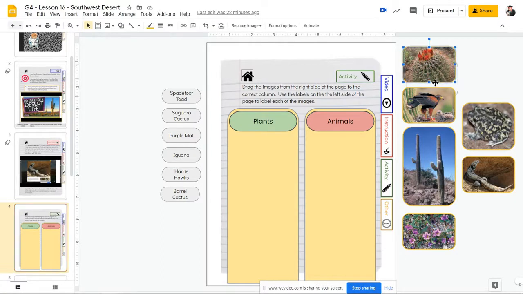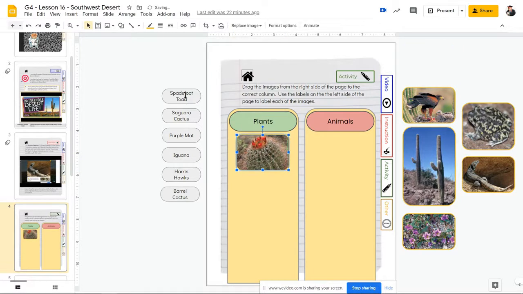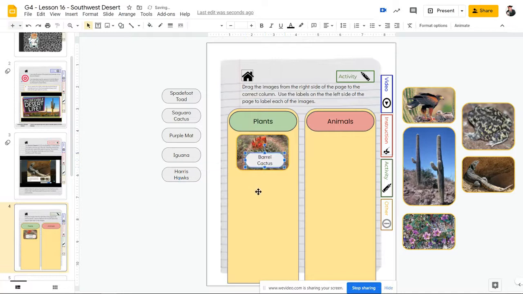If you believe that it is in fact a plant, you're going to put it in the plant column, and then you're going to grab your label from the left side, and you're going to label that image in its correct column. So you're identifying if it's a plant or an animal, and you are correctly labeling the image.